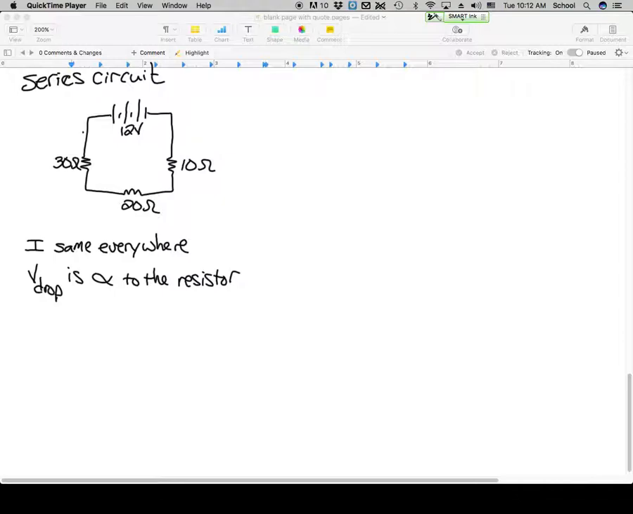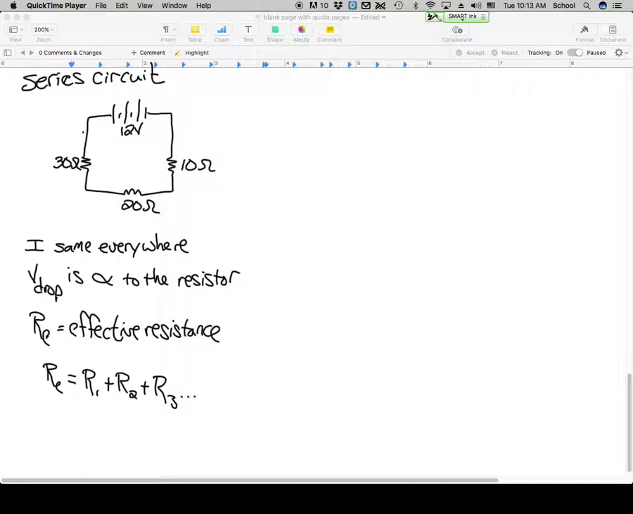Now, we have this concept that's called effective resistance. RE is known as the effective resistance. And the effective resistance is basically what, if we could replace these three resistors with just one resistor, how big would that be? That's effectively what the effective resistance is. So to find the effective resistance when you're in a series circuit, we're just going to add them. Super duper easy. And then find everything else out. All we're going to use is V equals IR. Really tough stuff, right?